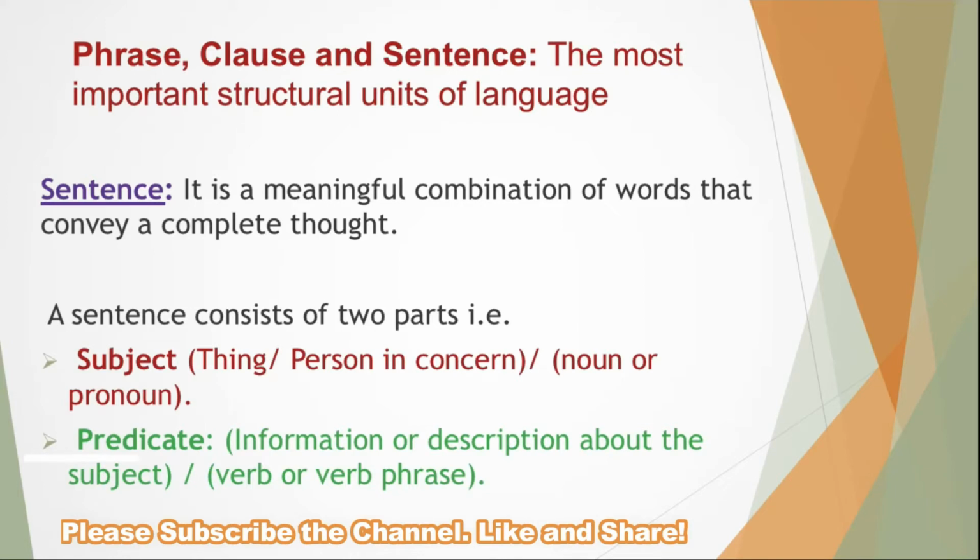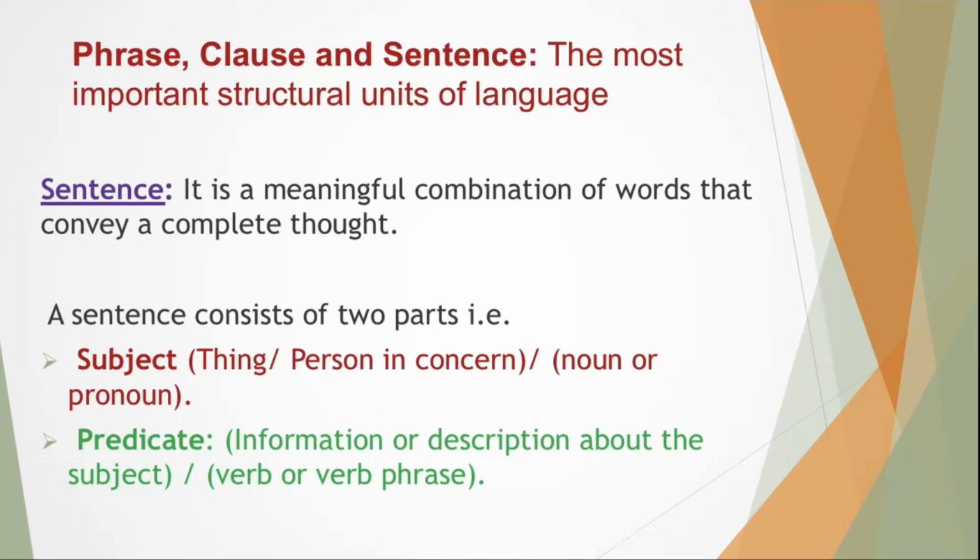Okay, so a sentence consists of two parts. It is made up of two parts, subject and predicate. What is a subject? Subject is the thing or person in concern. It could be a noun or pronoun. Predicate is the information or description about the subject, right? It is generally verb or a verb phrase. Now, what is a verb phrase? We will learn in the coming slides.